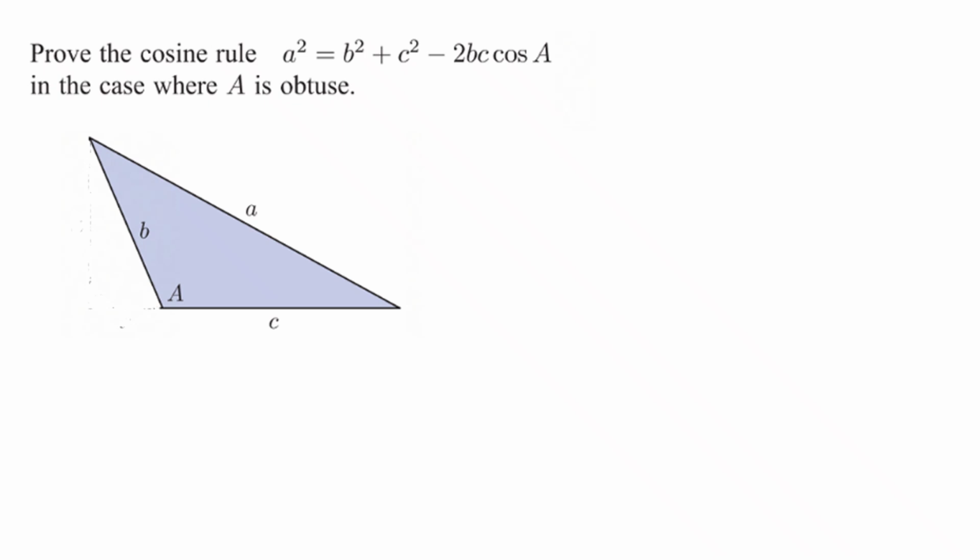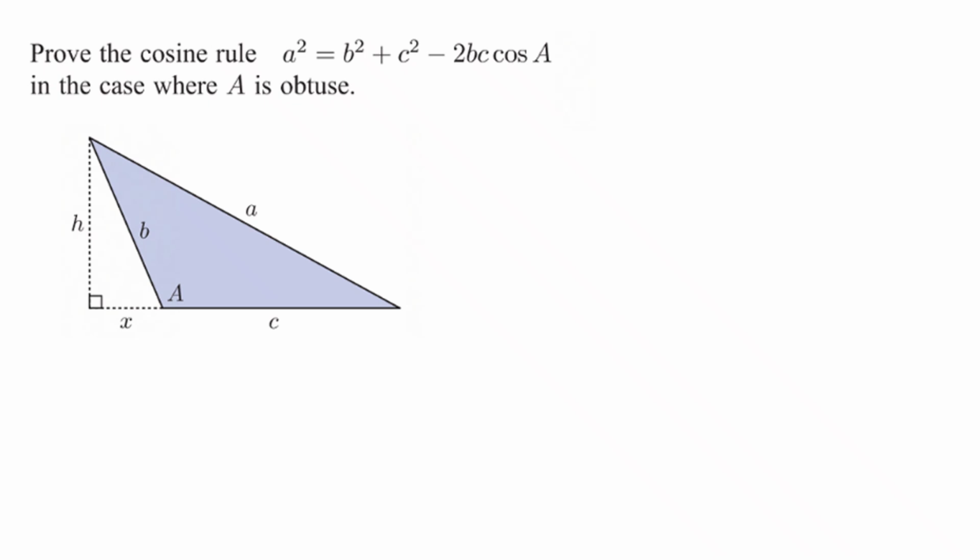Prove the cosine rule a squared equals b squared plus c squared minus 2bc cosine A in the case where A is obtuse. To prove identities or theorems or rules, we recall previous learnings and use them creatively. Let's draw an auxiliary line here to create right triangles. This would allow us to apply the Pythagorean theorem.